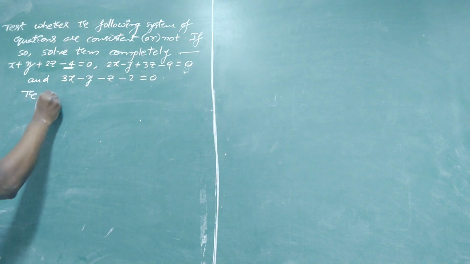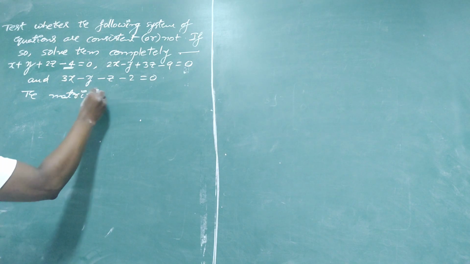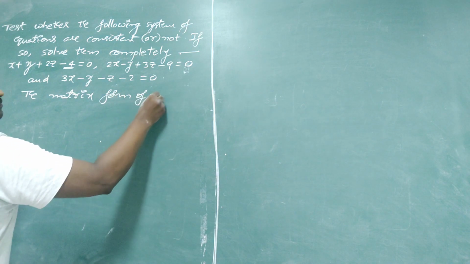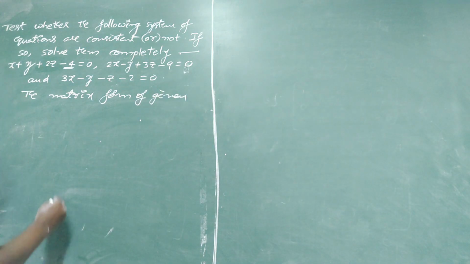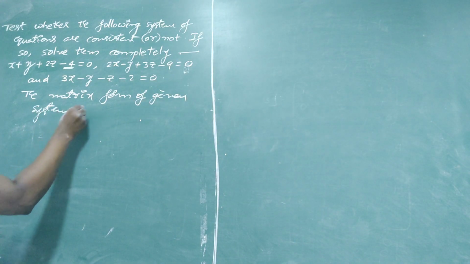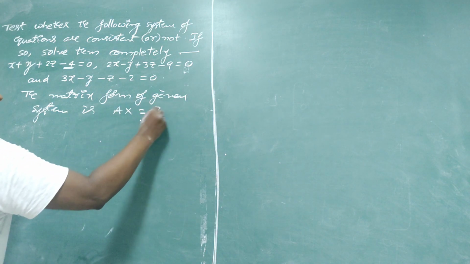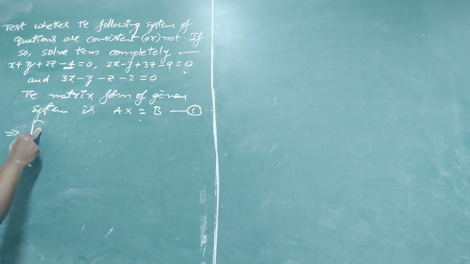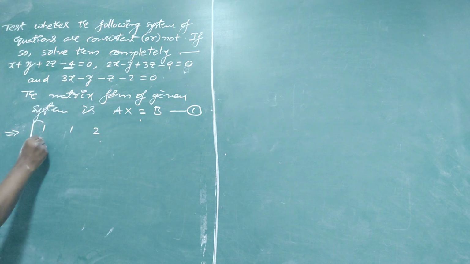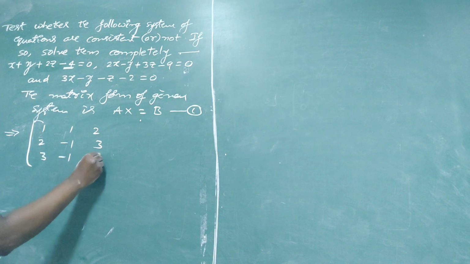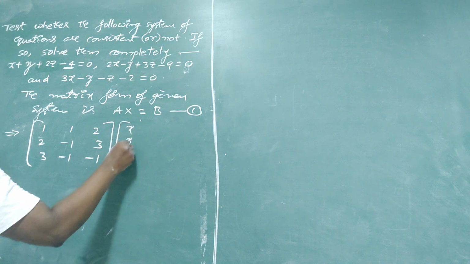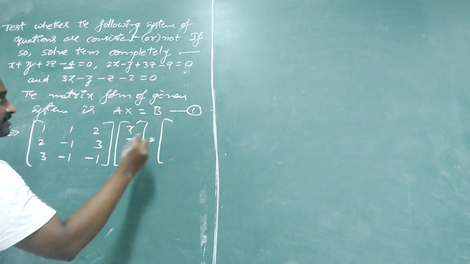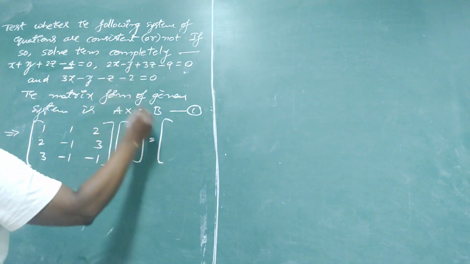So first of all, we have to write the matrix form. The matrix form of the given system is Ax is equal to B. Take the first one. So what is the A value? In the first row, we have to write the coefficients of the first equation: 1 1 2. Second equation: 2 minus 1 3. Third row is 3 minus 1 minus 1. So x, y, z are the three variables involved in the given equations, and the right hand side constants are 4, 9, 2.